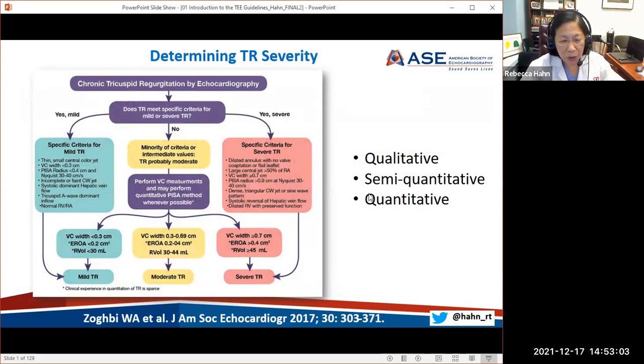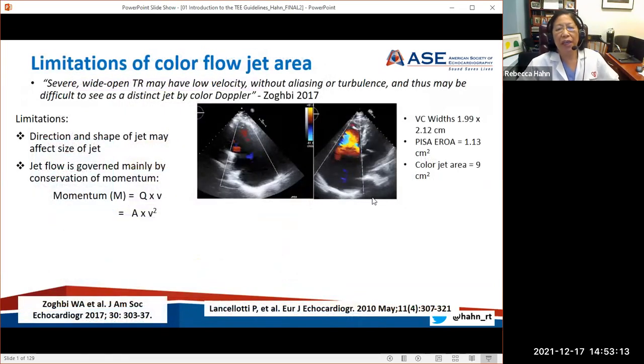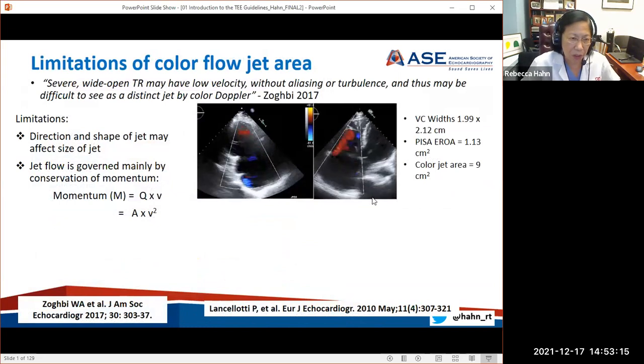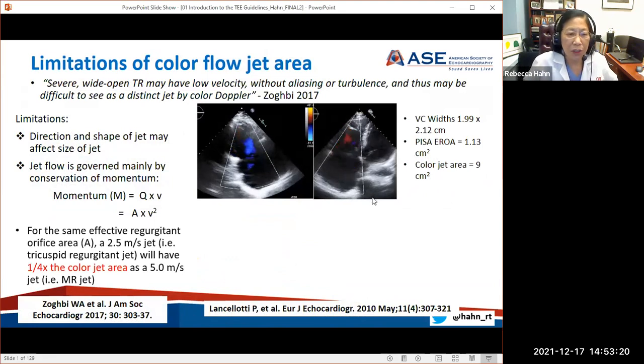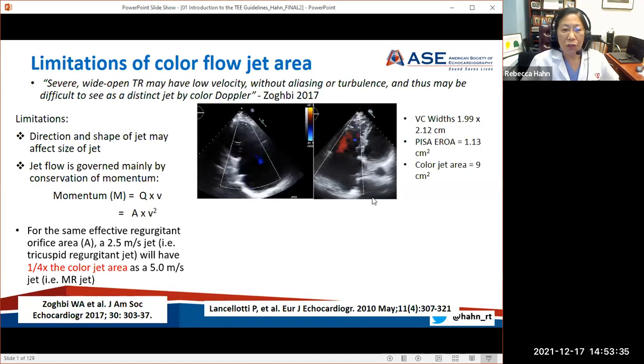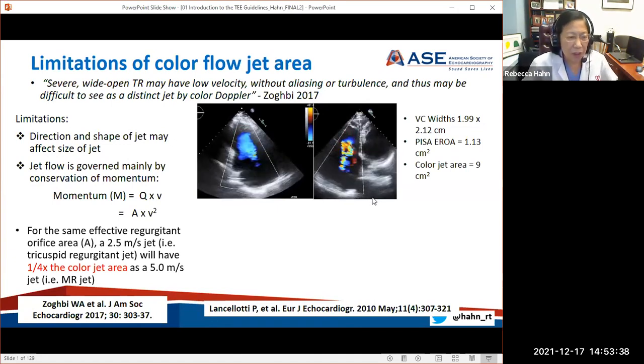So quantitation, and we're going to go through this briefly before we get into the actual imaging: qualitative, semi-quantitative, and quantitative, just like with mitral regurgitation. The real issue is that we really have to take color flow Doppler with a grain of salt. Remember that the jet area is based on momentum. This patient has absolutely horrific disease, but the right atrial pressures are high, the overall pressures are low because it's a right heart, and therefore you see that the color Doppler jet looks kind of small. This is torrential disease, you've got to believe me, we measured it in a number of different ways.